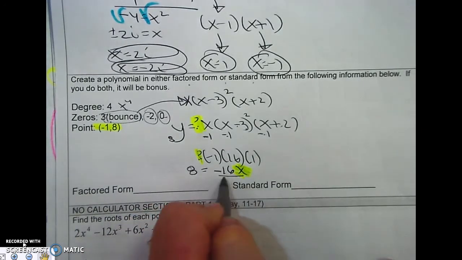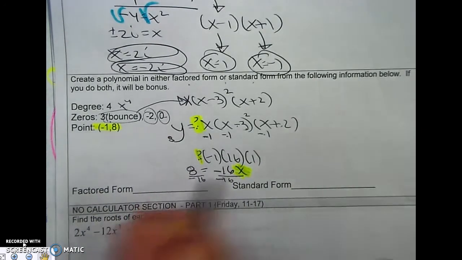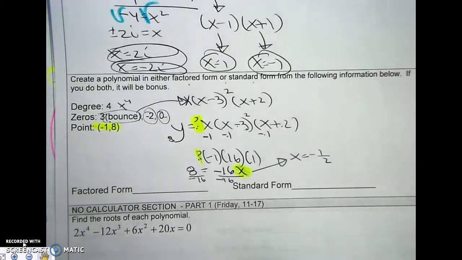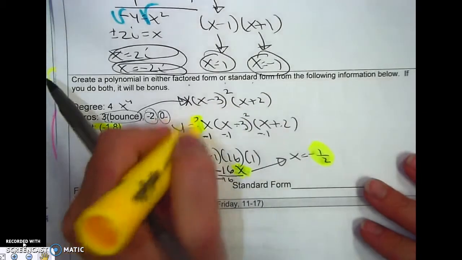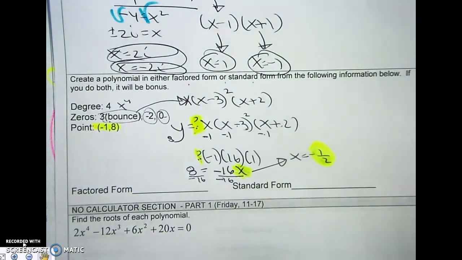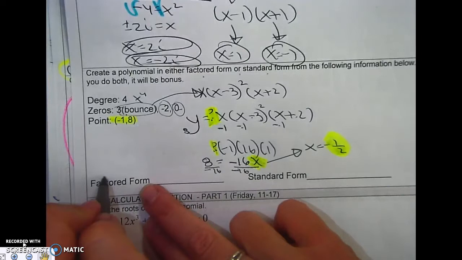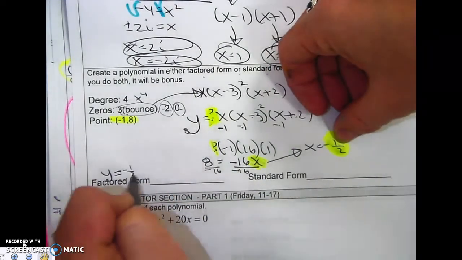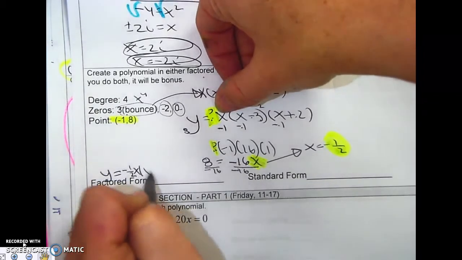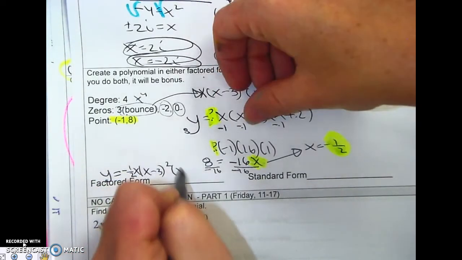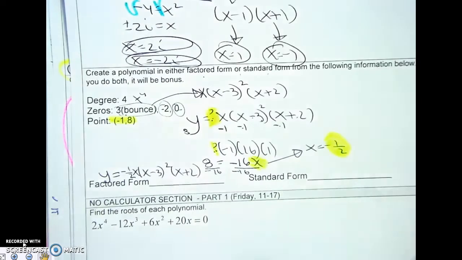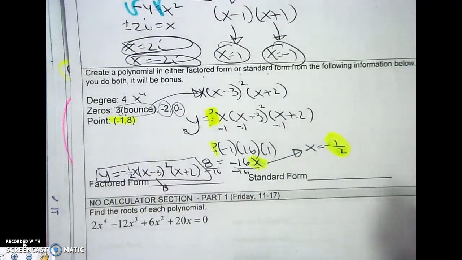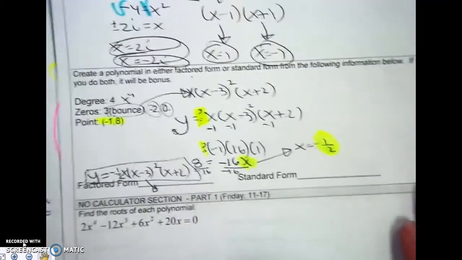Well, if I divide by -16, I get that my x equals -1/2. So what I just found was what's supposed to go in front of the x. Now I have everything I need. So I can write it in factored form as y equals -1/2 x minus 3 squared times x plus 2. And that is my answer in factored form. And you'll have enough space on the test, okay? So don't worry about that.